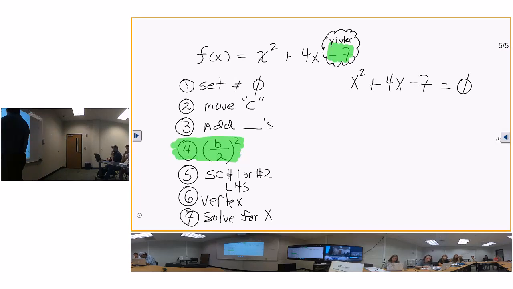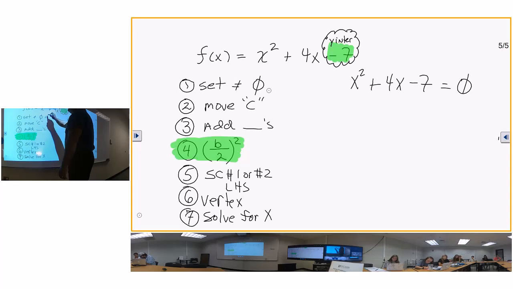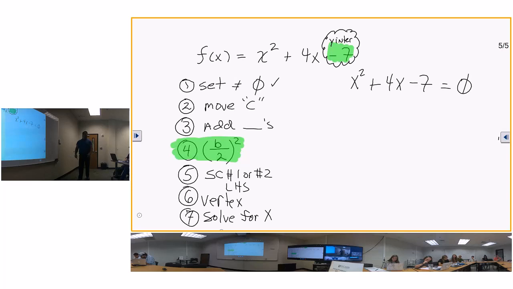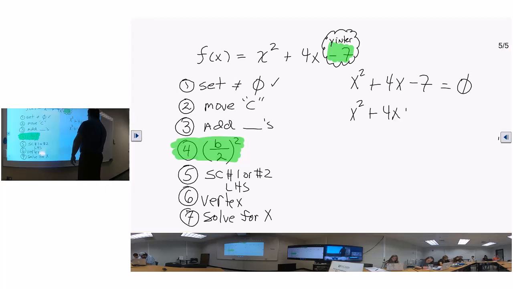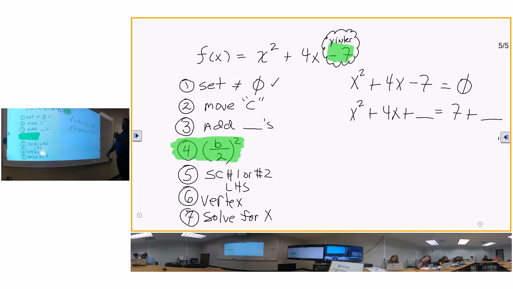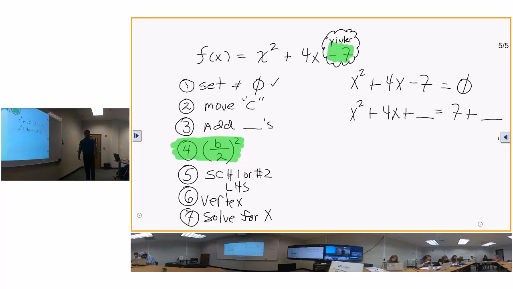All right, so now I've done number 1. What about number 2? What am I going to do? I love number 2. Because I say move C and students go, where are you going to move to? Well, where is it? It's on the left. If it's on the left, where's the only place I can move it? Right. It's a miracle. x squared plus 4x plus blank is equal to 7 plus blank. And I also added my blank. So number 2 and 3, you can do at the same time.